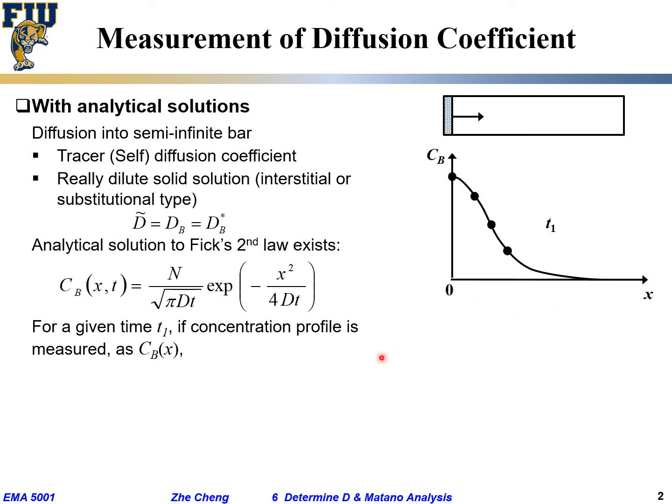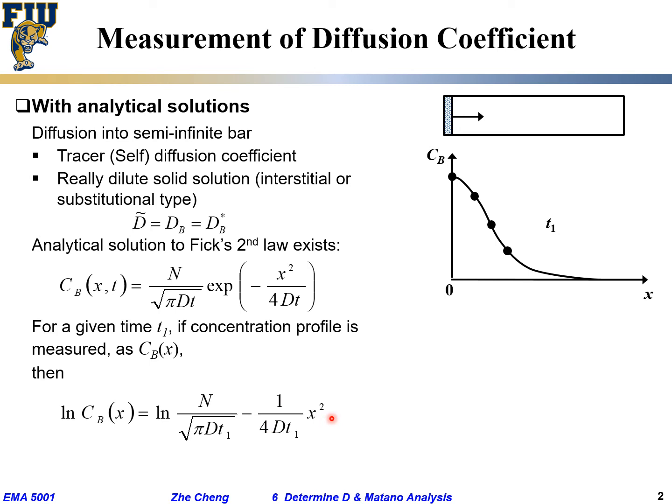And then what do we do? Well, if I have an analytical equation, I'm going to do curve fitting. Quite often you're going to do curve fitting. So what did I do? This is our analytical equation, right? Take the natural log for a given time t, which means you already know t1. Take the natural log of the left side, and the right side will be the natural log of N over the square root of pi Dt1, and the exponential and natural log cancel, minus 1 over 4Dt1 times x squared.